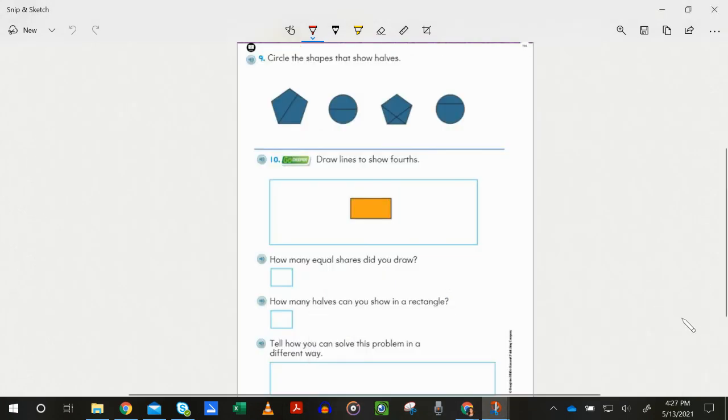And let's go to the final page of our first grade math book. Number 9, circle the shapes that show halves. So with your pencil, look at the 4 shapes and circle any that show they are in halves.